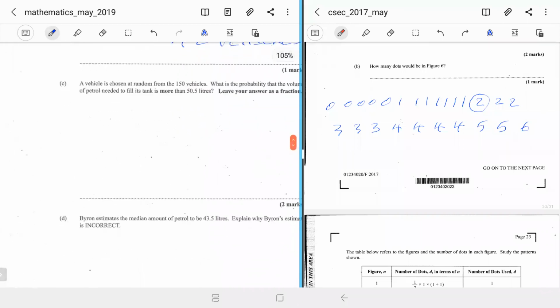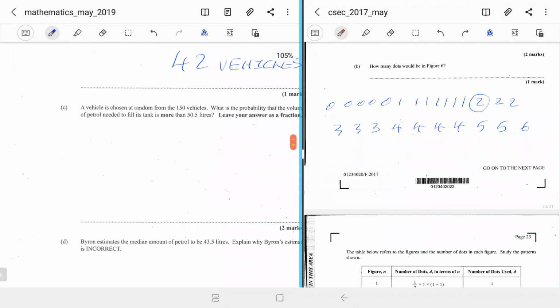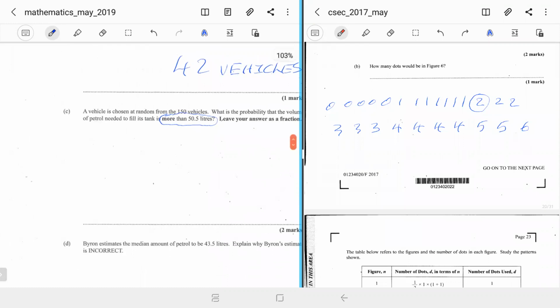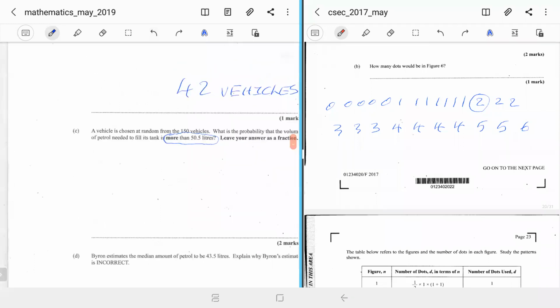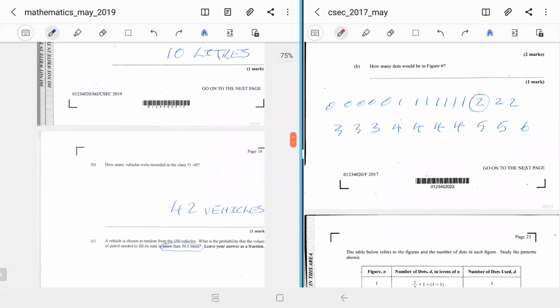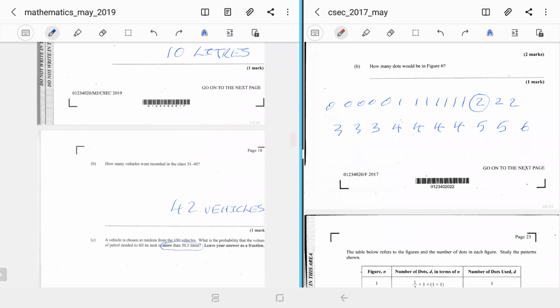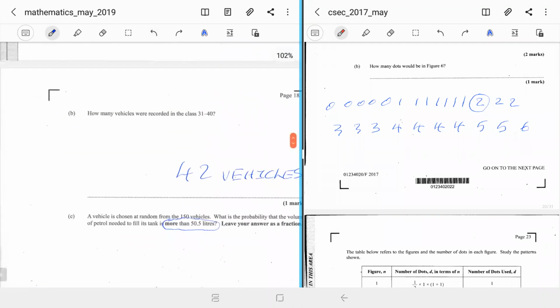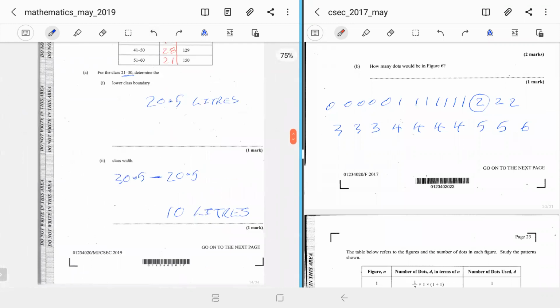All right. Next part of the question says, a vehicle is chosen at random from the 150. What is the probability that the volume of petrol needed to fill the tank is more than 50.5 liters? Leave your answer as a fraction. So let's look at it. A vehicle is chosen at random from the 150. So we're going to decide how many vehicles that is out of the 150.